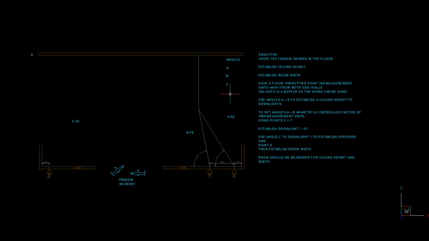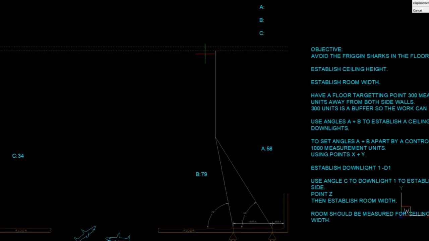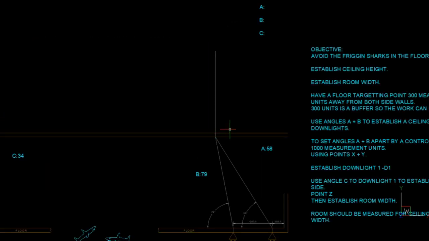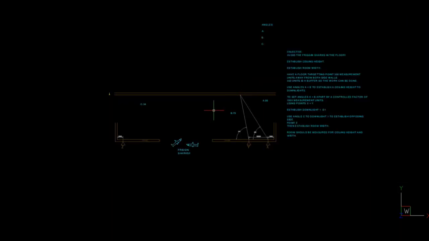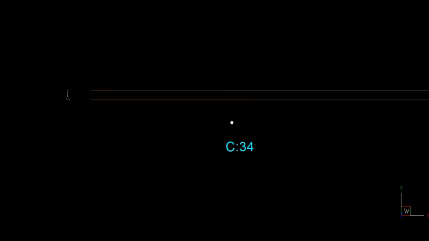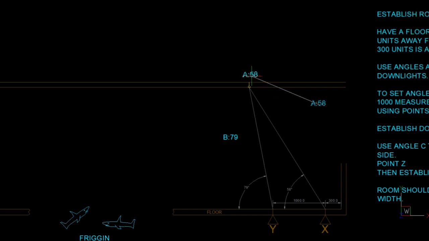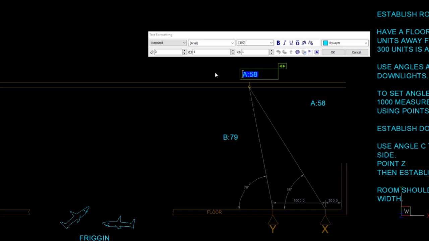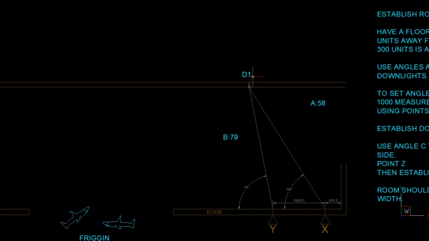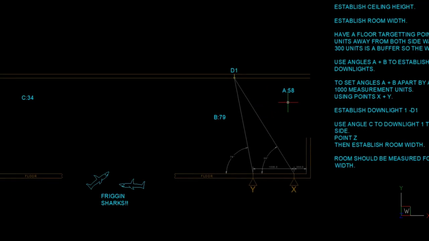So what I'm going to do is move this angle up here because I never end up using that. So I'm going to move my ceiling down to this point. Alright, so that's where my ceiling is. And I'm going to stick my little downlight feature, and I'm going to name that D1, as it said in the instructions. So D1. Okay, so that's downlight 1.